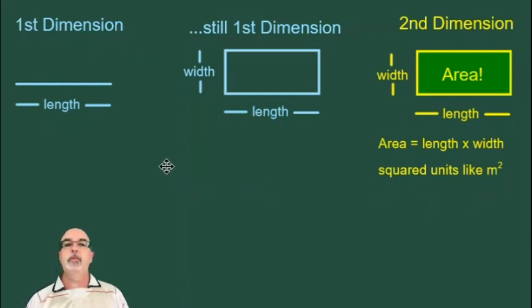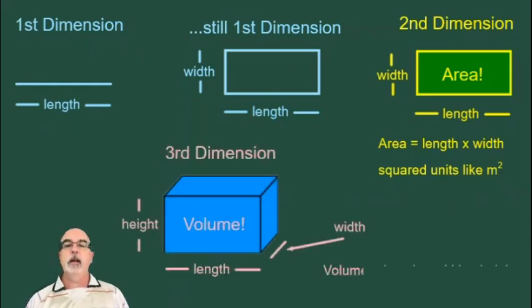Then we talk about three-dimensional objects. Third dimension involves yet another direction. Here in this rectangular prism, or if you wish, this box, we have a length, we have a width, and we also have a height. And when we multiply all three of those together, we're measuring volume. And volume is measured with cubic units, like meters cubed or centimeters cubed, because there are three dimensions involved.